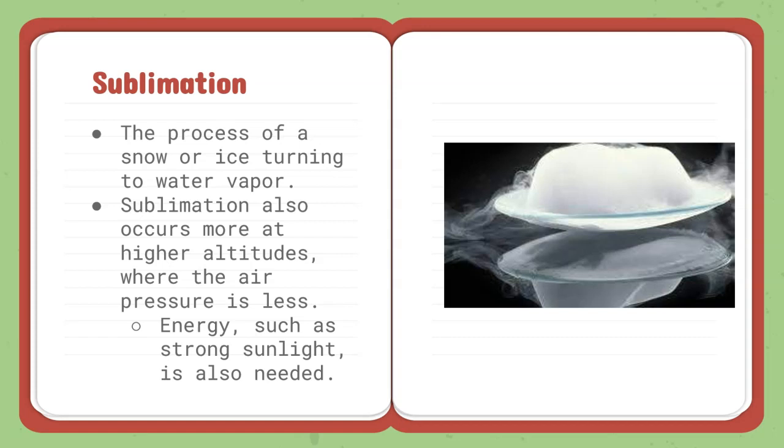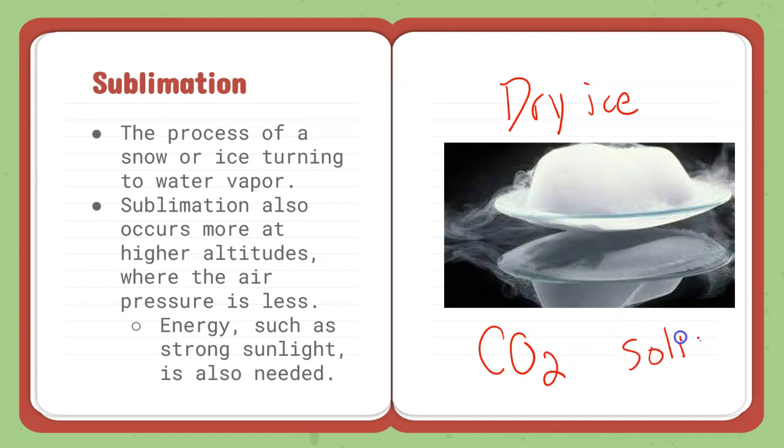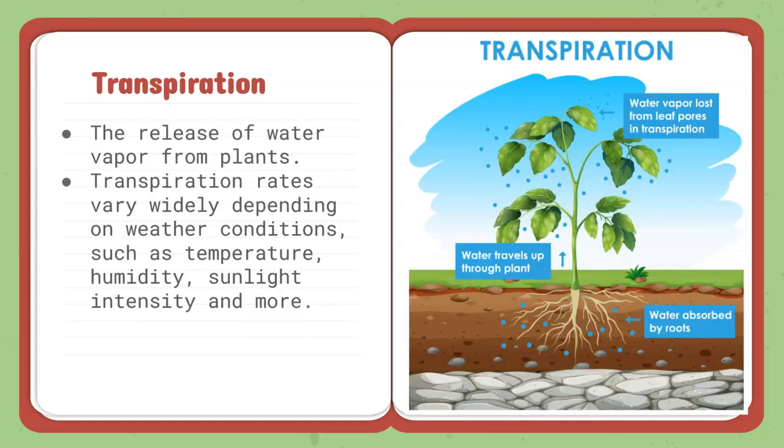You guys have probably seen sublimation before, just like in this picture of dry ice. Dry ice sublimates. Dry ice is carbon dioxide in a solid form. And you see that kind of steam or smoke, that is the carbon dioxide turning into a gas from a solid.